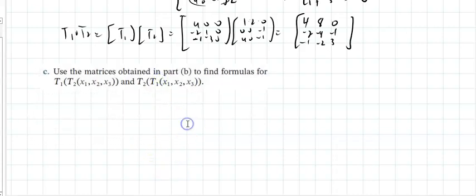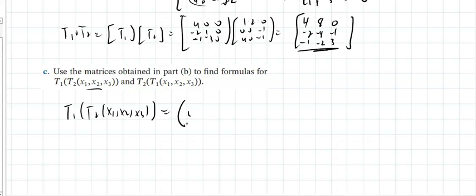And for the last one, just to get a really good feel how this works, we want to take T1 composite it with T sub 2. Well, T1 composite it with T sub 2 of x1, x2, x3 will be pretty much the remaining matrix, and we take T1, T2, it's right there. We'll get 4x1 plus 8x2. We'll get negative 2x1 minus 4x2 minus x3, and we'll get negative x1 minus 2x2 plus 3x3.